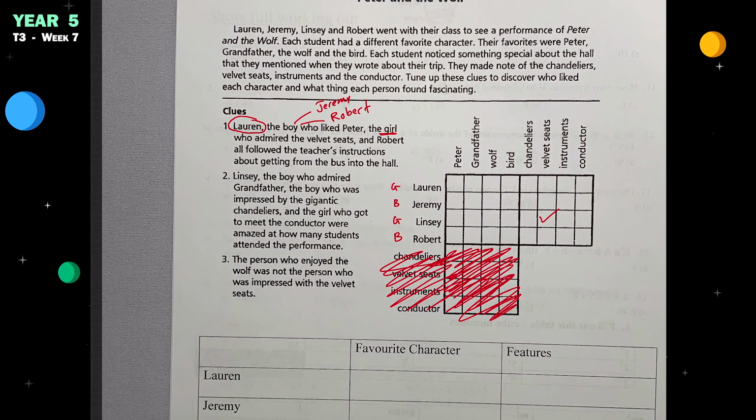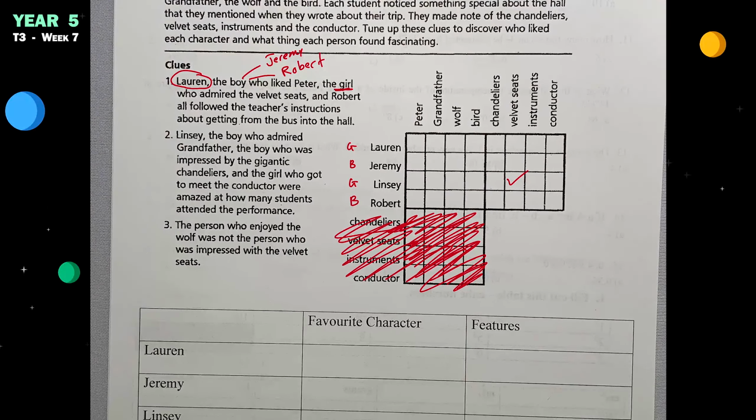Next one is, and then it says and Robert. So that means Robert's the last person to be listed, which means the second boy, the boy that was listed second, can't be Robert, he must be Jeremy. So Jeremy is the one who likes Peter. Okay.